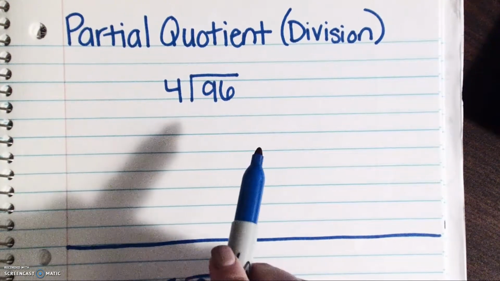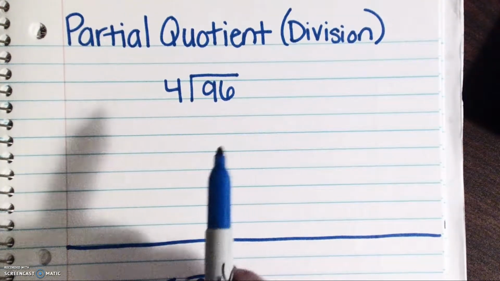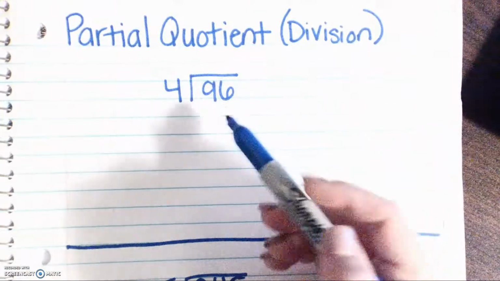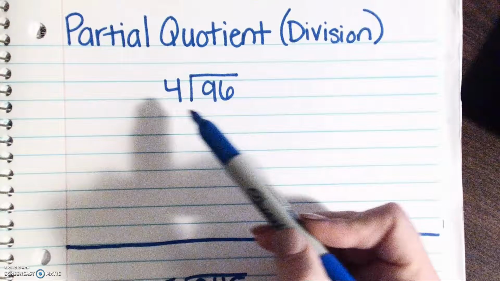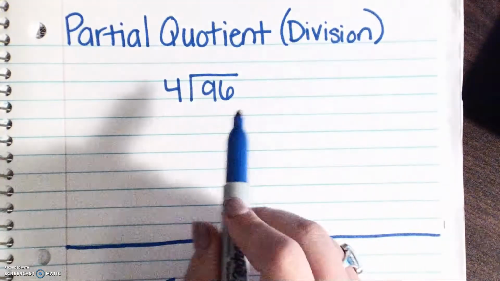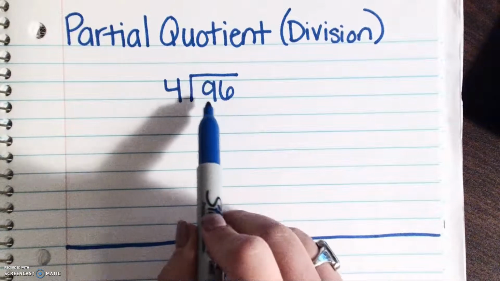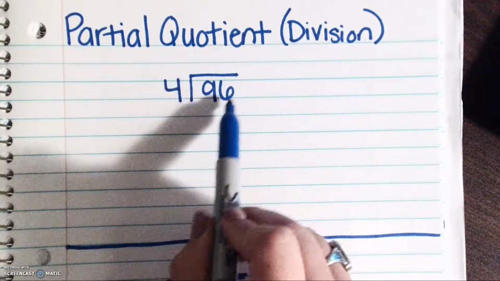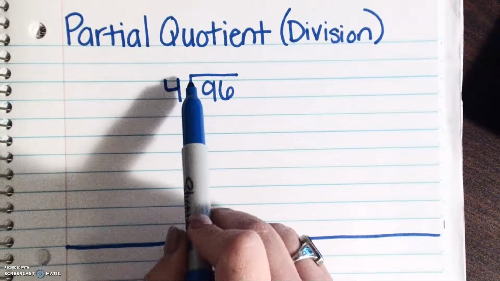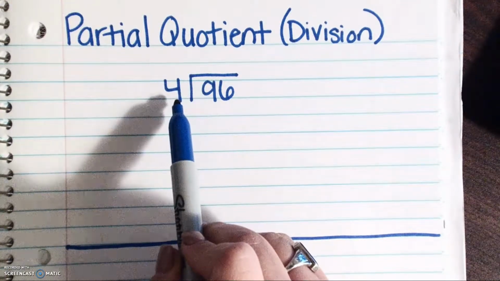With partial quotient, it's very similar to the area model strategy, except you're kind of going down the side, and our problem is set up like a traditional division problem. So our 96 would be our dividend. That's your big number in the problem. And then our number we're dividing by is 4. That is called the divisor.